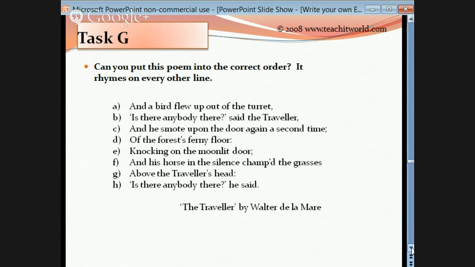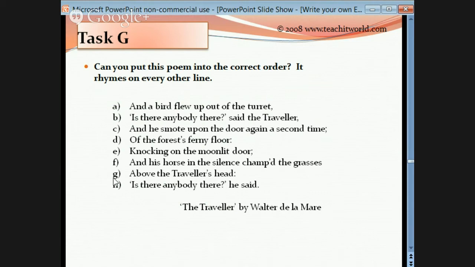Okay, so we have a poem here, and we have to put it in the correct order. Now, this poem is very old and is using very, very old English. A lot of the words are not used anymore. For instance, smote. Smote upon the door. It means he knocked on the door. Smote means knock. Is that past tense? Yes, it's past tense of smite, which is another word for strike or knock.